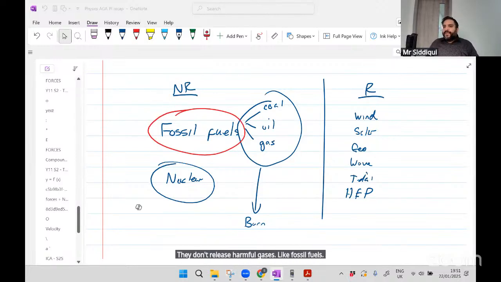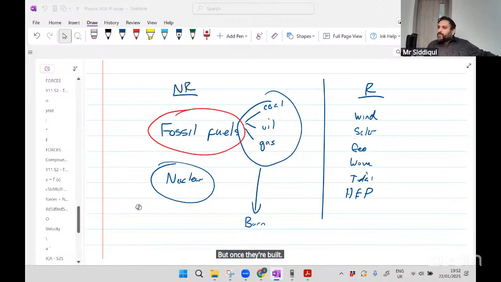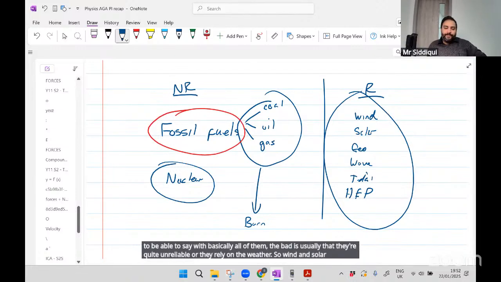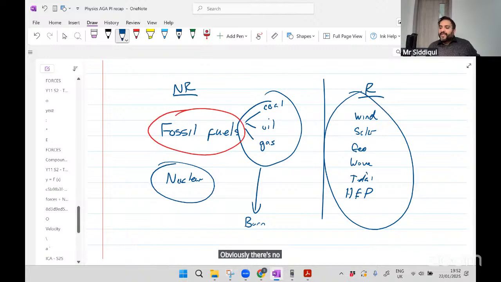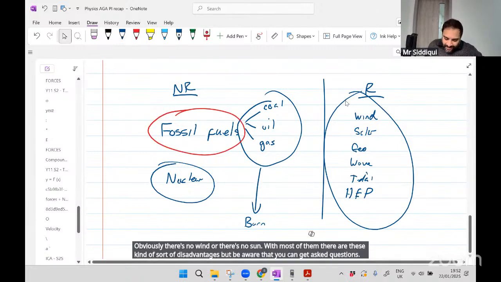With most of these, it's quite cheap to maintain them. It just has an initial expensive cost. For example, building loads of wind turbines is expensive, but once they're built, there's no ongoing cost really. So that's what you want to be able to say. With basically all of them, the bad is usually that they're quite unreliable or they rely on the weather. So wind and solar, for example, don't work when there's no wind or no sun. With most of them, there are these sorts of disadvantages, but be aware that you can get asked questions surrounding those things.